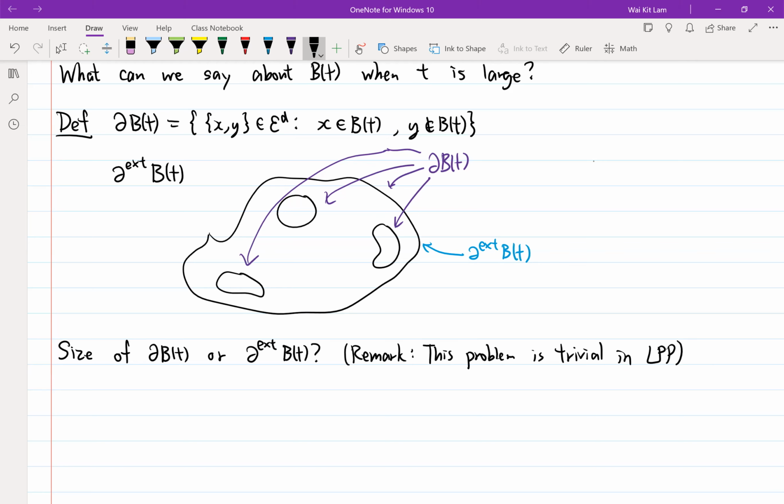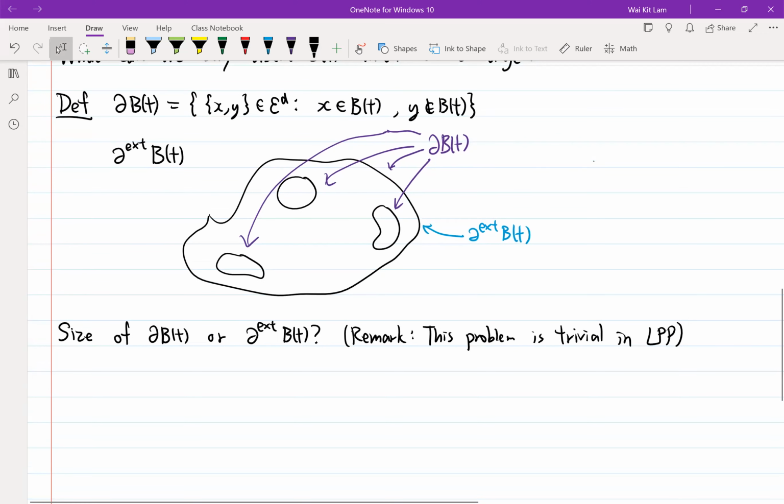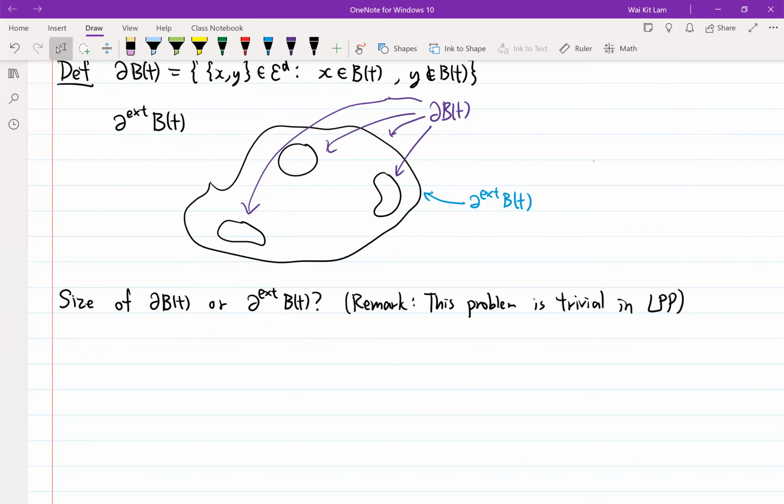Because in last passage percolation, you can also define this BT essentially, and it is slightly different from that in first passage percolation. For LPP, you can show that the boundary is always a monotone curve, at least in 2 dimensions. And so the order of this boundary must be T. So in some sense, this problem is trivial in last passage percolation. In fact, there's no hole. So this problem only, I shouldn't say only, but it makes sense in FPP, but not in LPP.